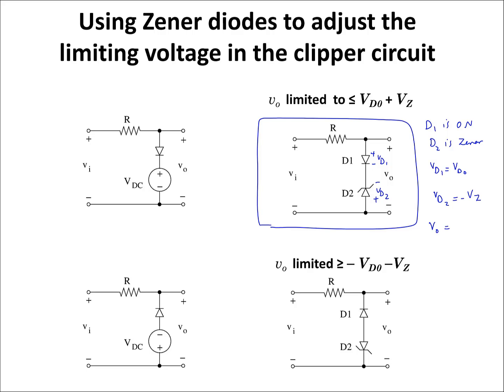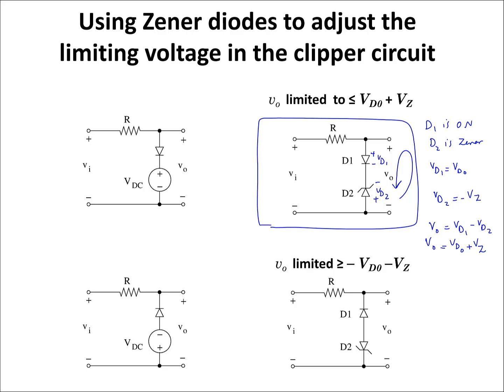V out is going to be equal to VD1 minus VD2 using the KVL in this loop, and V out is going to be equal to VD0 plus VZ. So when diode 1 is on and diode 2 is in the Zener region, V out is going to be equal to the Zener voltage plus VD0 volts.